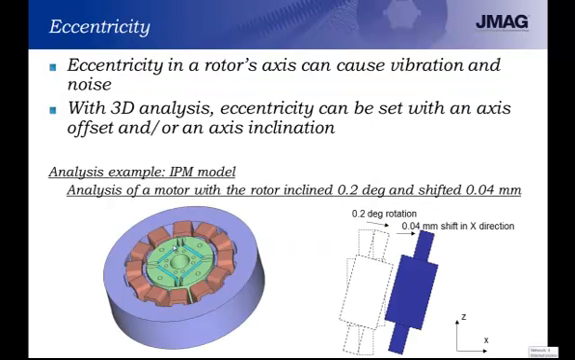Another 3D motor effect is eccentricity. Eccentricity in a rotor's axis can cause vibration and noise. With a 3D analysis, eccentricity can be set with an axis offset or an axis inclination. In a 2D analysis, we'd only be able to do the offset, but we wouldn't be able to do the rotation. But now that we're using a 3D analysis, we can add the effects of a 0.2 degree rotation as well as a 0.04 millimeter shift.